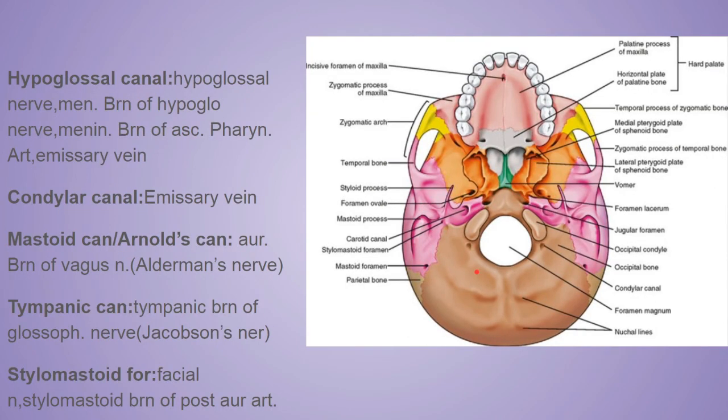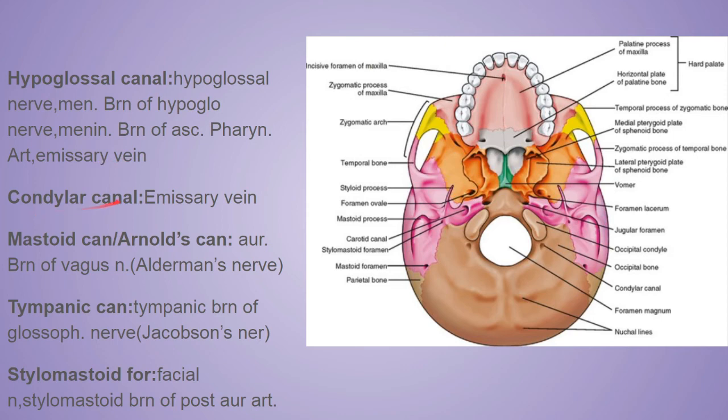Now next is the hypoglossal canal. It is present anterior to the occipital condyle. It gives passage to the hypoglossal nerve, the meningeal branch of the hypoglossal nerve, the meningeal branch of the ascending pharyngeal artery, and the emissary vein. Now this emissary vein actually connects the sigmoid sinus with the internal jugular vein.